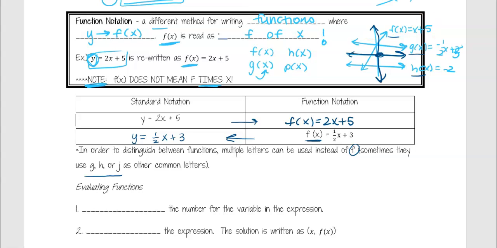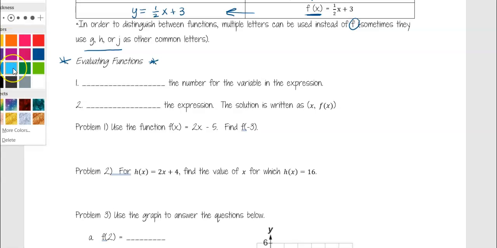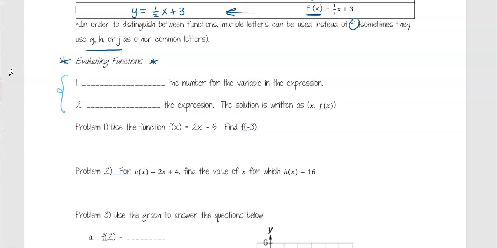So what we're really talking about in this lesson is how to evaluate functions. And there's two steps that we need to do to evaluate functions. And again, we've really been doing this before, so it's nothing new. The first step, we need to substitute the number for the variable in the expression, and then we just need to simplify the expression, and we can write our solution as an ordered pair.